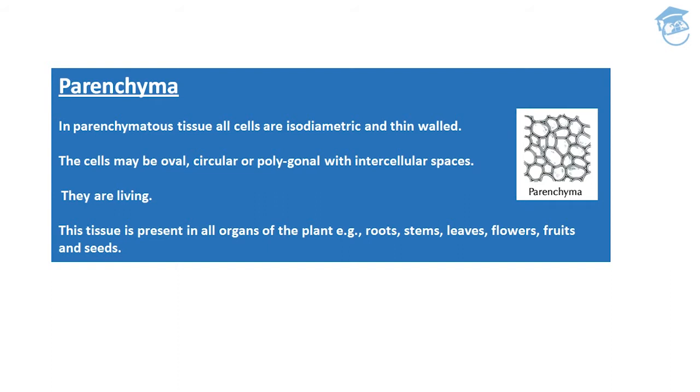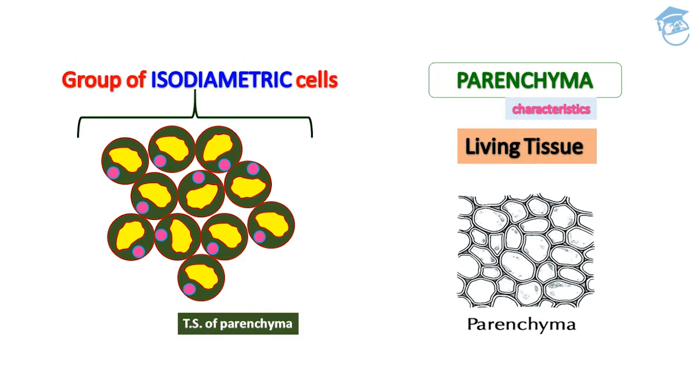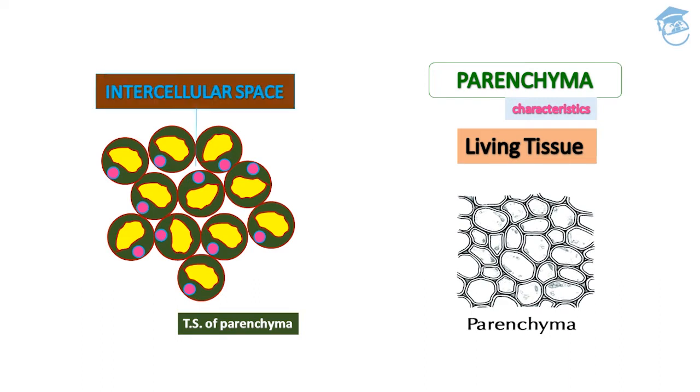This tissue is present in all organs of the plant, such as root, stem, leaf, flower, fruit and seeds. So this is parenchyma, the transverse section of parenchyma. Now what are the characteristics? It is a living tissue and a group of isodiametric cells, that means cells which have the same diameter. They may be oval or spherical, and they have intercellular space present between the cells of the parenchyma. So this is called intercellular space.